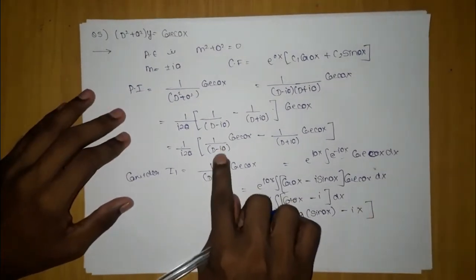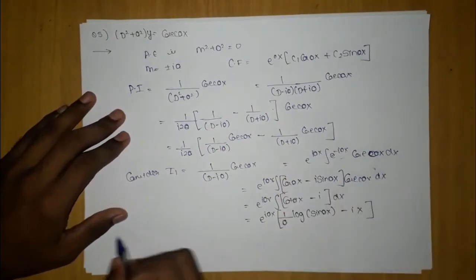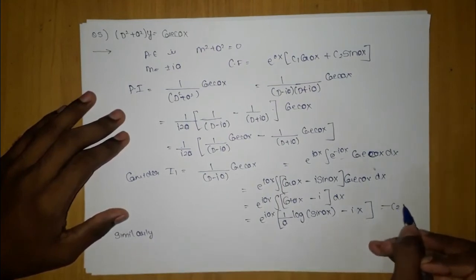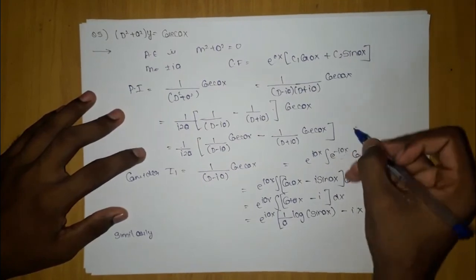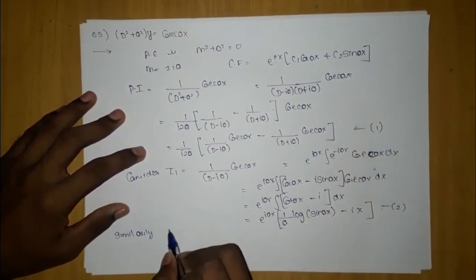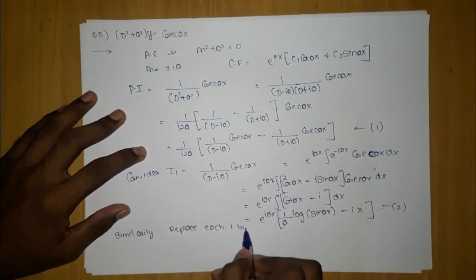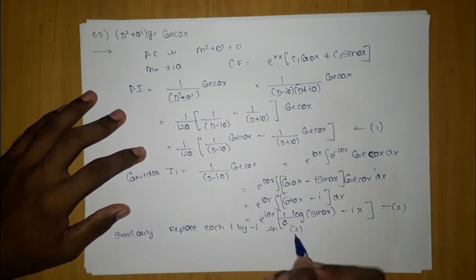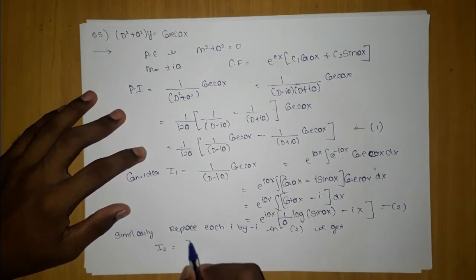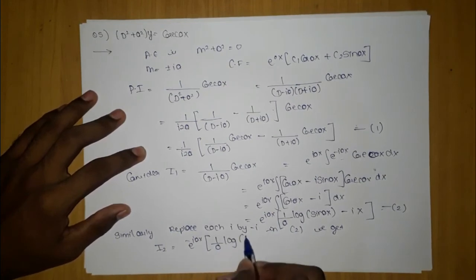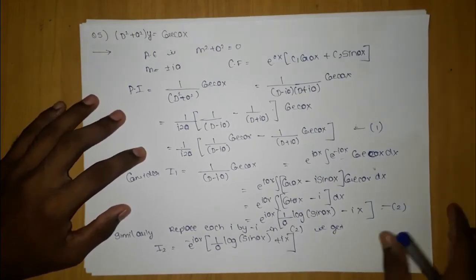Now here you observe this was with minus, this is with plus. So what we are going to do? Similarly, call this particular integral structure as 1, and call this as 2. Similarly, replace each i by minus i in 2. We get I2 directly as e to the power minus iax into 1 by a log sin ax plus ix, bracket close. So this is your I2.